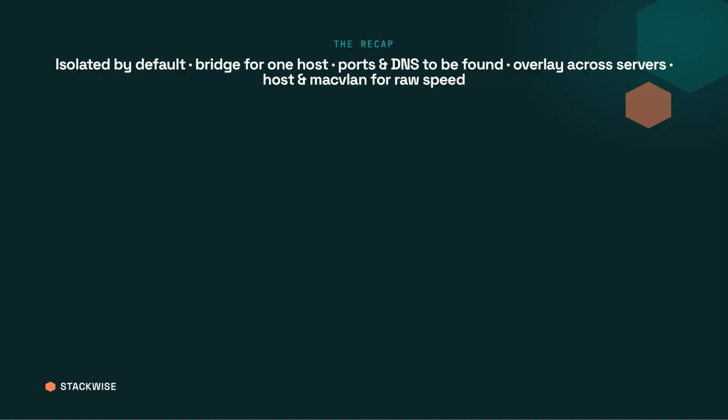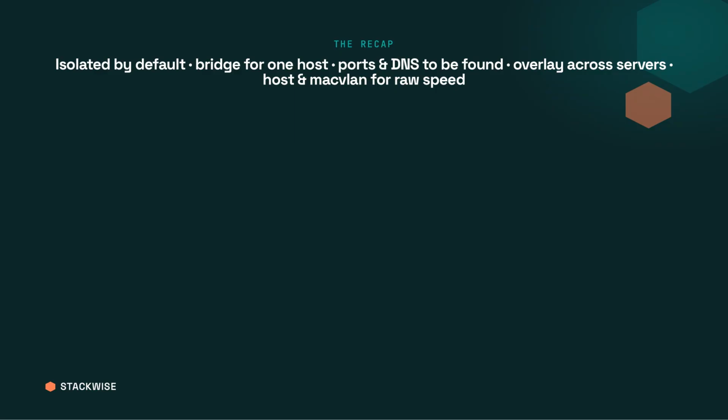So there's the whole of Docker networking. Isolated by default, a bridge for one host, ports and DNS so services can be reached and found, overlay to span many servers, and host and Macvlan when you need raw speed or a real network identity. It was never a black box. It's just 5 bridges off an island.